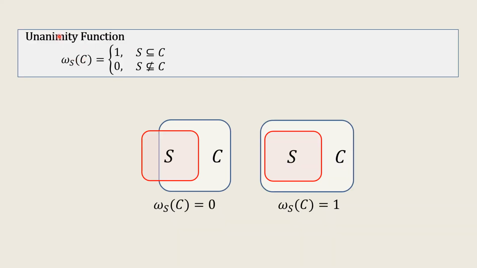So this is the unanimity function omega S of C, which is given by this expression here. It's defined in terms of a subset S of the grand coalition. If the coalition C contains S, then its unanimity function is 1, otherwise it's 0. The first case is depicted here, S is fully contained in C. And this is the second case, where S is not fully contained in C.